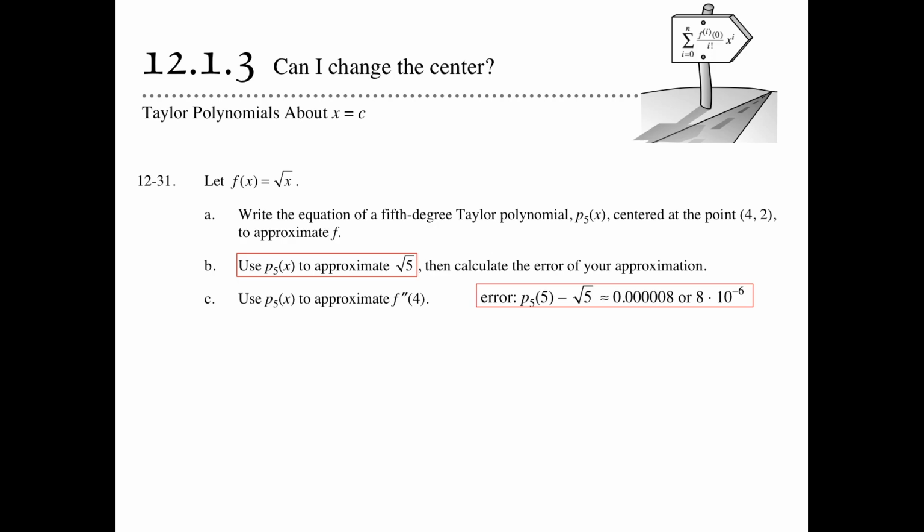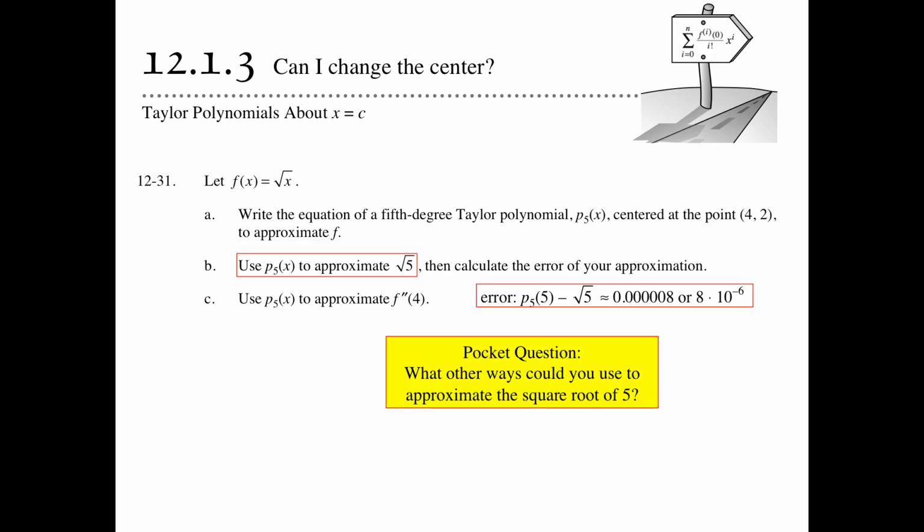So as you circulate, use the pocket question, what other ways can you approximate the square root of 5 without a calculator? To which students might recall Newton's method, which was introduced in section 4.5 and involves many more tedious steps to achieve this level of accuracy.